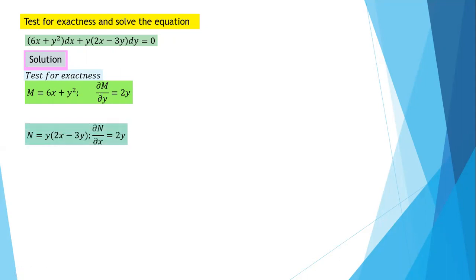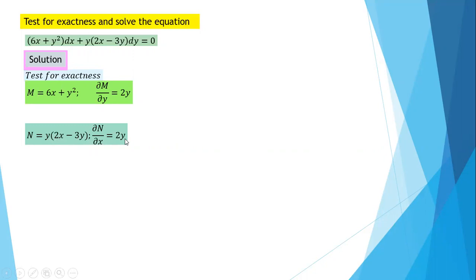Then for our N function, we have y times the quantity 2x − 3y. For the partial derivative of N with respect to x, holding y as constant, the derivative of 3y² is 0. So what is left is 2xy. The derivative of 2y times x is 2y times the partial derivative of x, which is 1. So 2y times 1 is 2y.